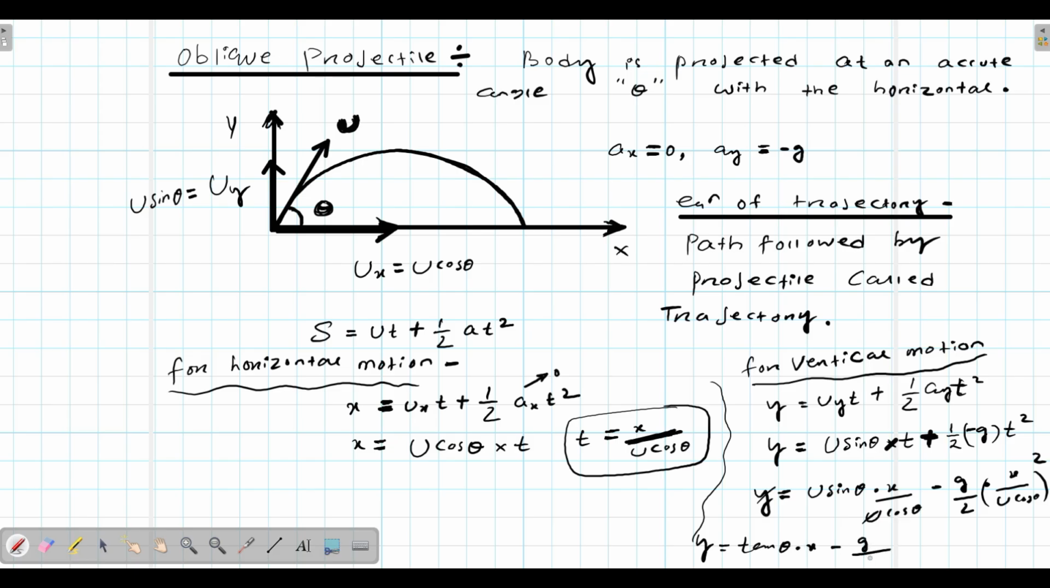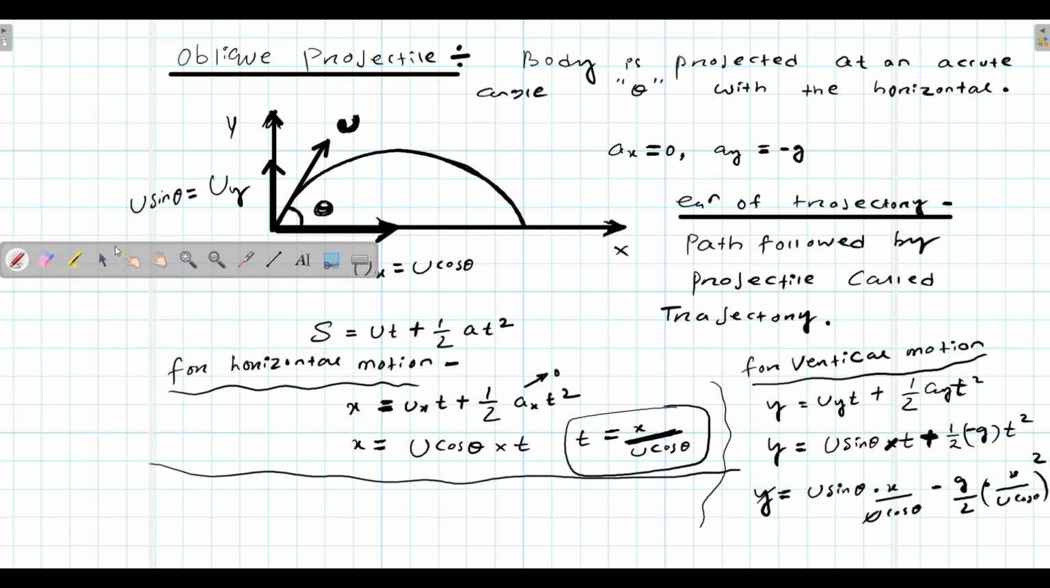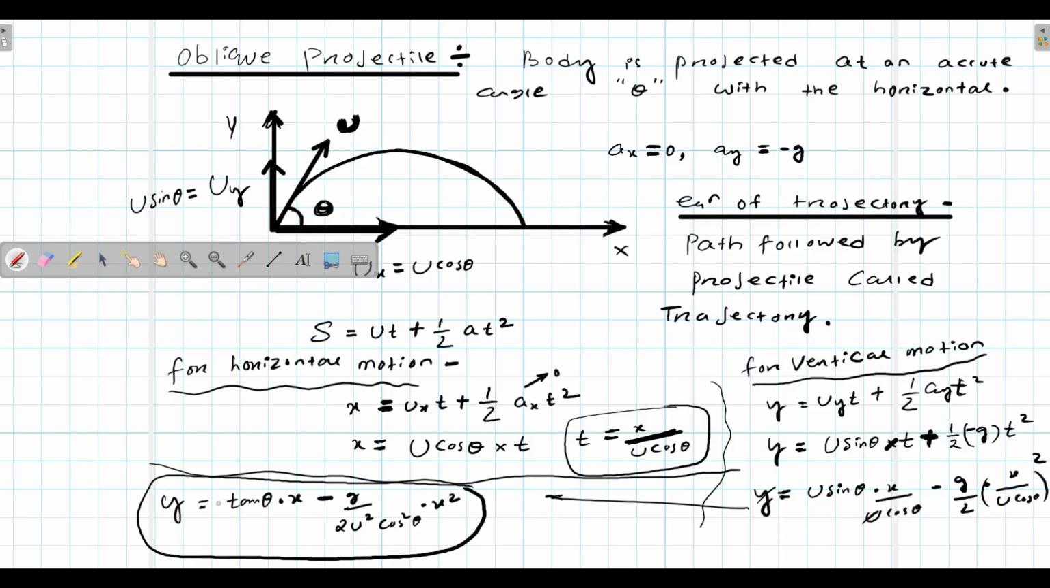So after solving this, y equals tan theta into x minus g by 2u square cos square theta into x square, which is the equation of parabola.